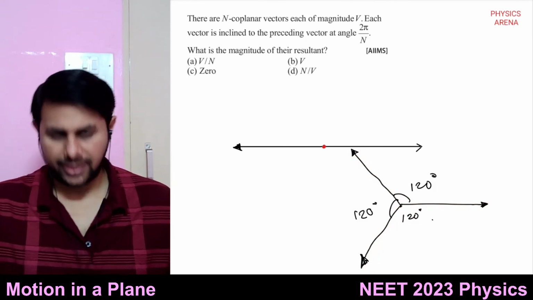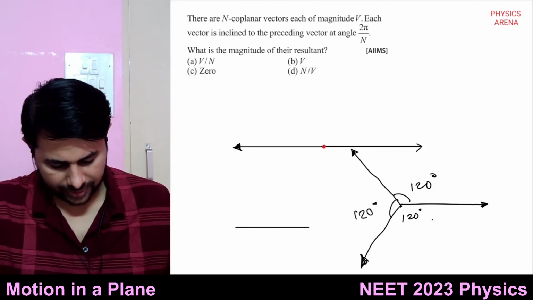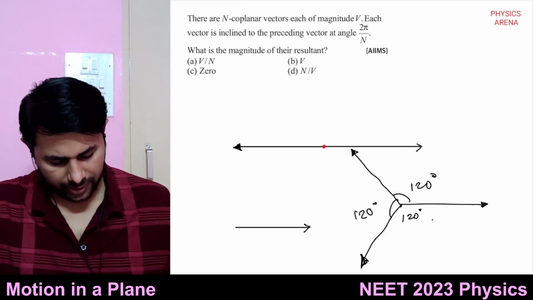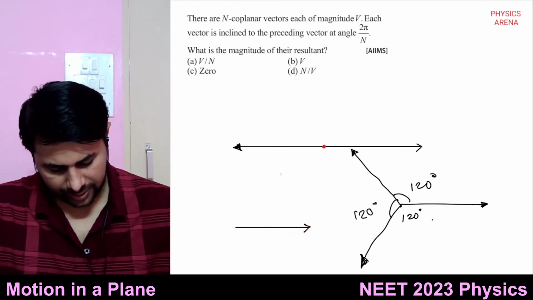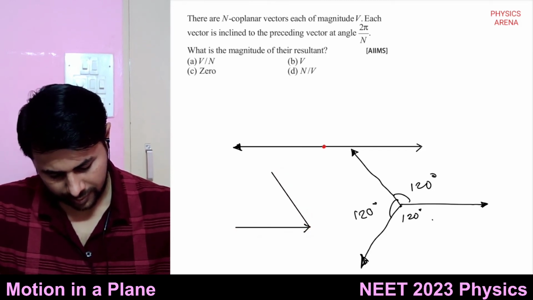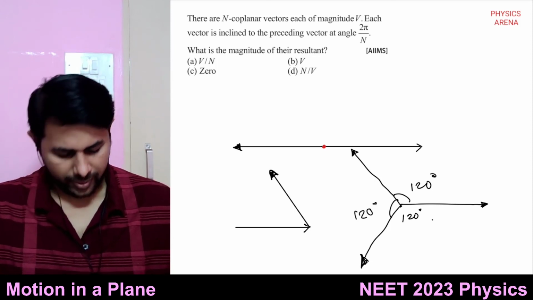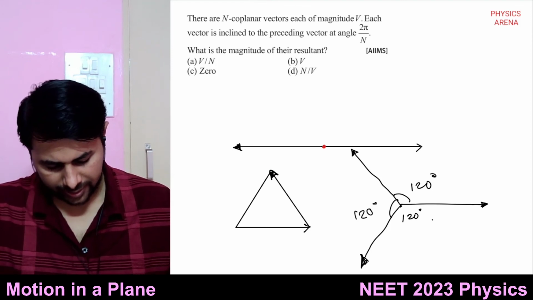It's difficult to guess from this diagram, so we can draw it like this. So see, this is the first vector. The second vector is directed like this, and the third vector will be directed like this.